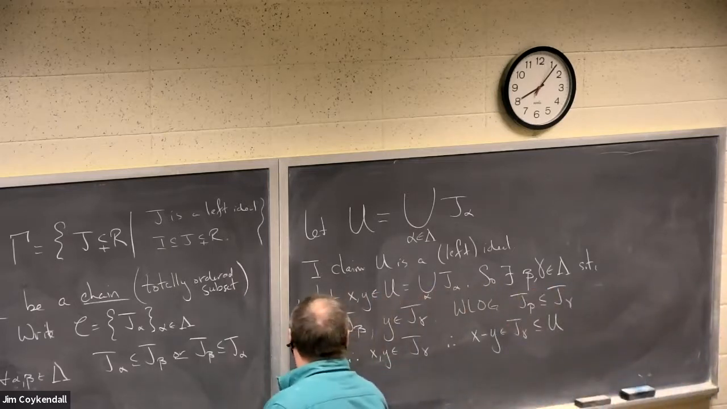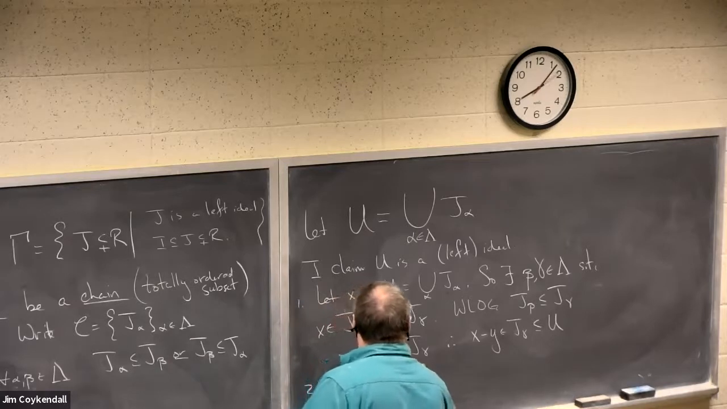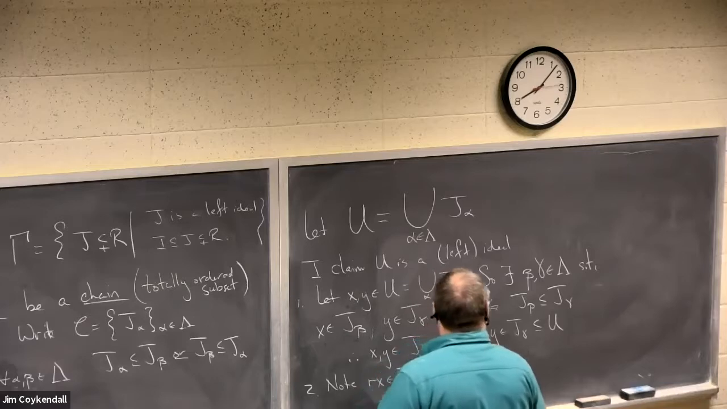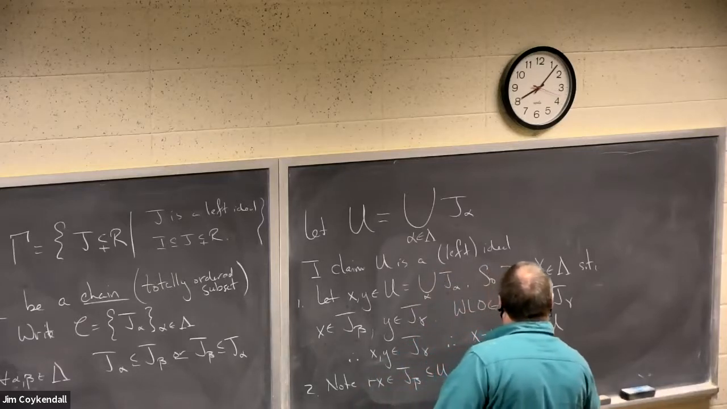And two, note that Rx is in J beta, which is contained in U. Therefore, U is a what?